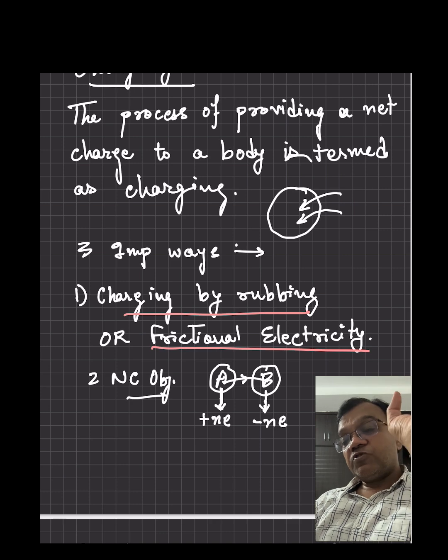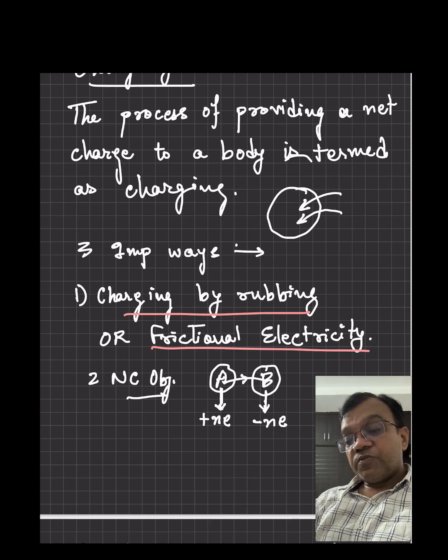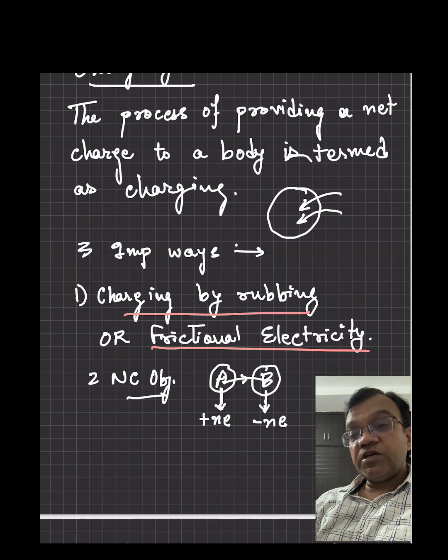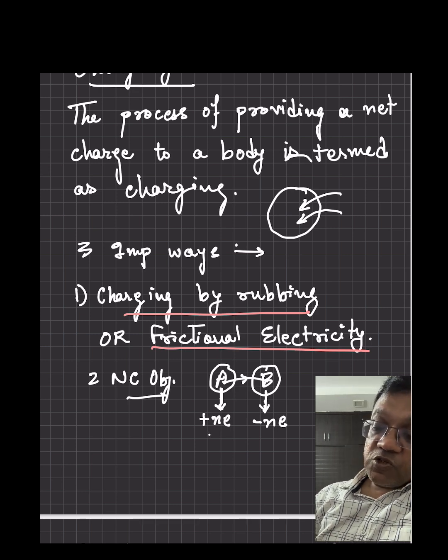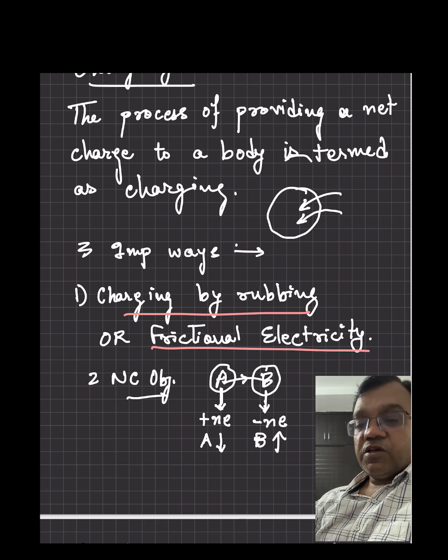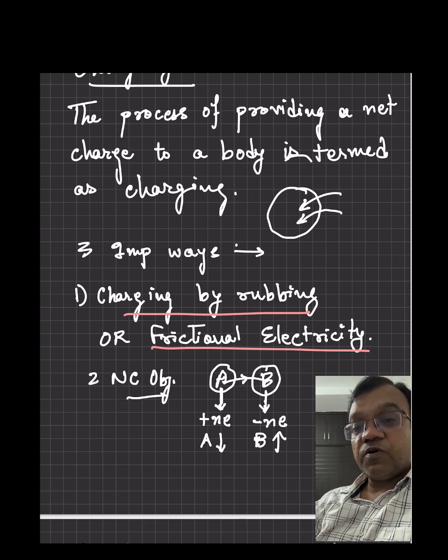Now in this you have to remember both the objects must be non-conducting. Both are going to have equal and opposite charge, and the masses of both objects change slightly. Mass of A will decrease slightly, and mass of B will increase slightly, by an amount equal to the mass of the electrons which have been transferred from one to the other.